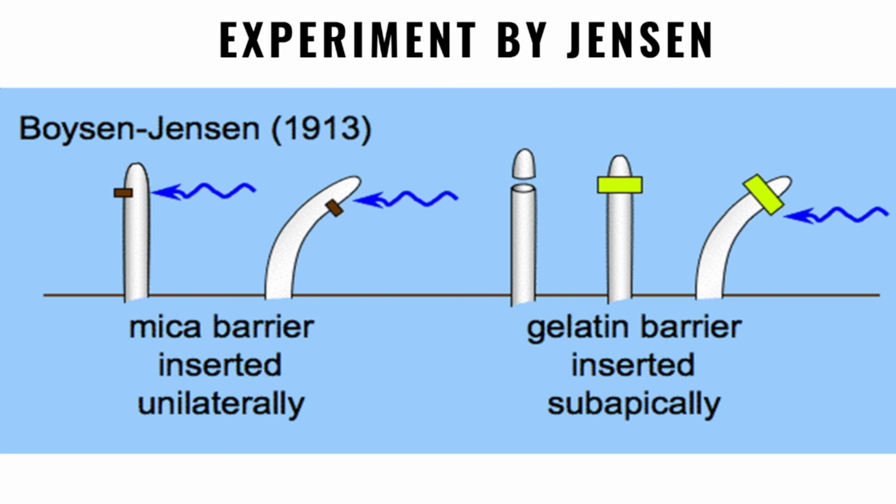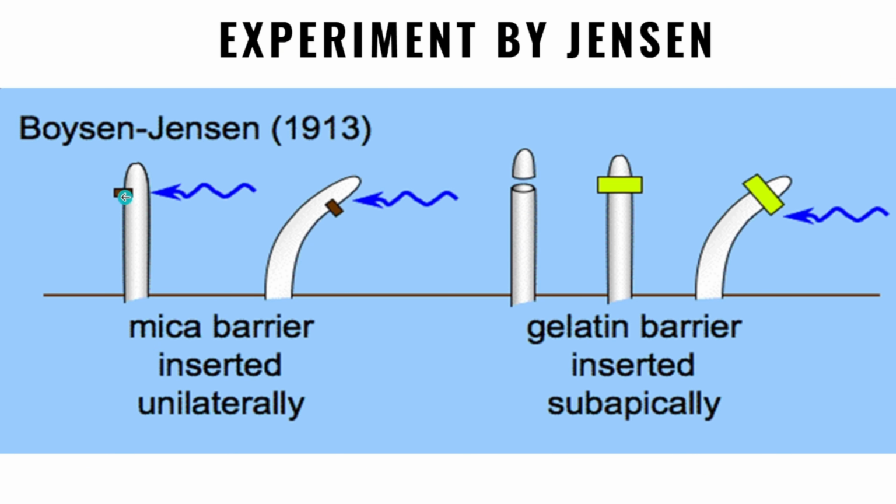So this is the experiment, and another experiment is by Jensen. This experiment is to determine the location of the auxin. For this experiment, they use a mica barrier inserted unilaterally. When this mica barrier is inserted at the left-hand side, imagine the sunlight is here.